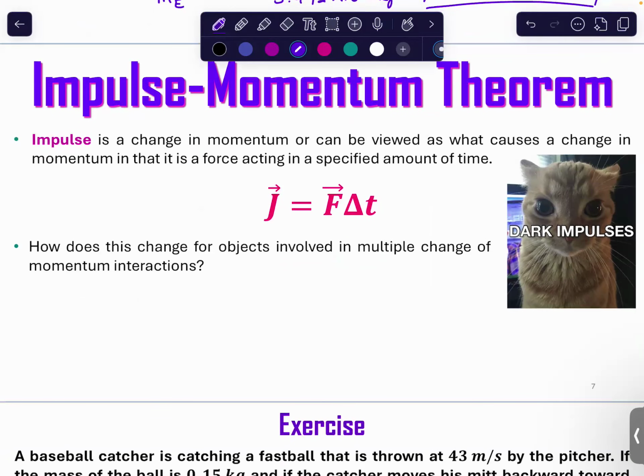J is a symbol for impulse. Look, every Rolo you eat changes your momentum, so yeah, it's an impulse. The way to think about impulse is an object has momentum. You apply an external force to that object, changing that momentum. That's an impulse.